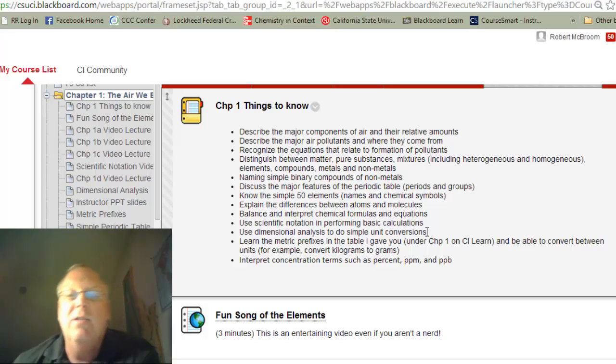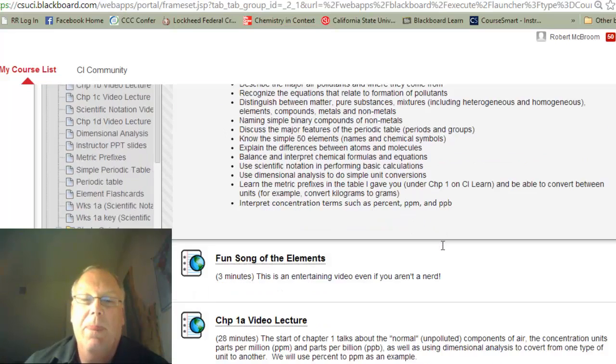We're going to need that in order to go from different metric units to others, like from milliliters to liters, or from grams to kilograms, things like that. And we'll be using dimensional analysis to do that. And then finally to do concentration units, which are very important, such as percentage and parts per million and parts per billion. The latter two units are very important when we're talking about air pollution.